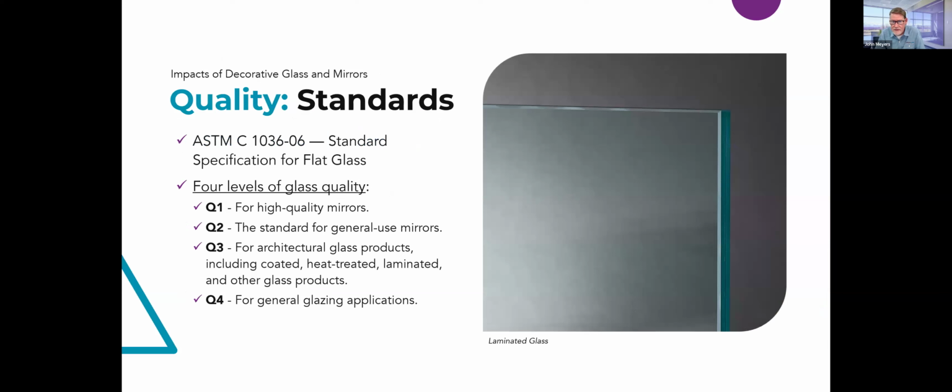This is the ASTM for standard glass. You've got Q1, Q2, Q3, Q4. Q1 is the highest quality, and that's what needs to be used for mirrors. Then Q2 is the standard for general use mirrors. Q3 is for architectural glass products, including coated, heat-treated, laminated, and other glass products. And then Q4 is for general applications.